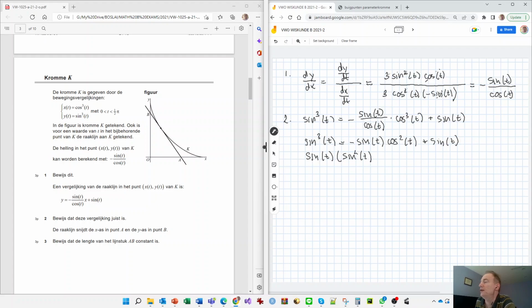Bring this to the left, got a plus and a cosine squared t and a minus sine t here. This has to be equal to 0. Well, this is 1, so basically we get sine t minus sine t, which is 0. So this point is on this line, so indeed it's tangent.